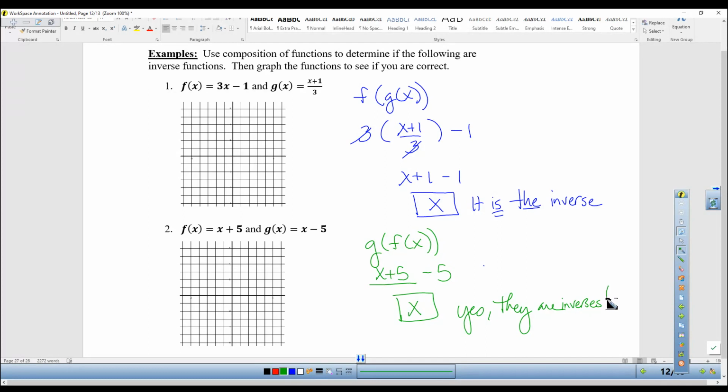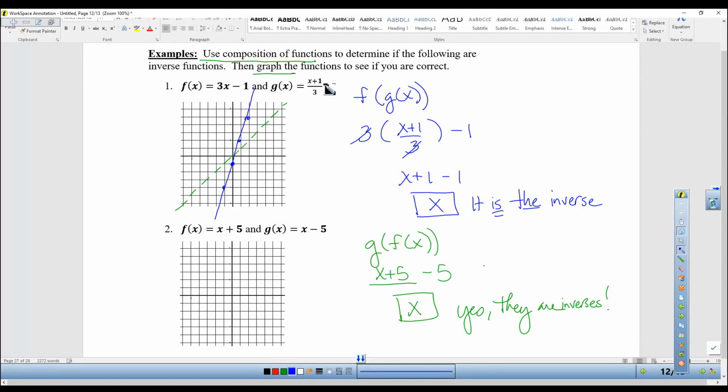I will give you a little warning that if I say use composition of functions, then you have to use composition of functions. If I say use the graph, then you have to use the graph. The way you can tell on a graph is whether or not it reflects over the line y is equal to x. So we can test these two. 3x minus 1 starts there and goes up 3 over 1, up 3 over 1.